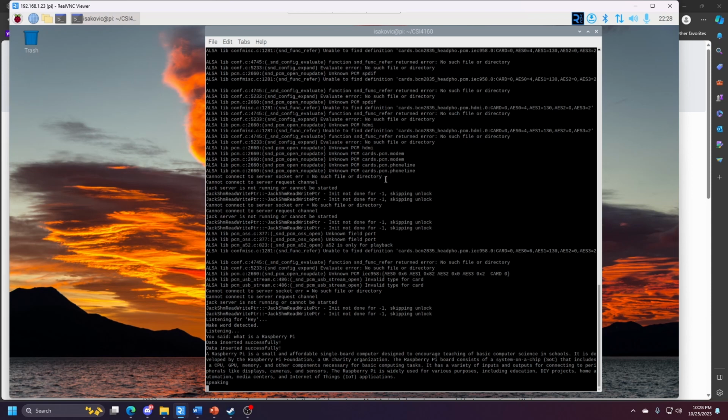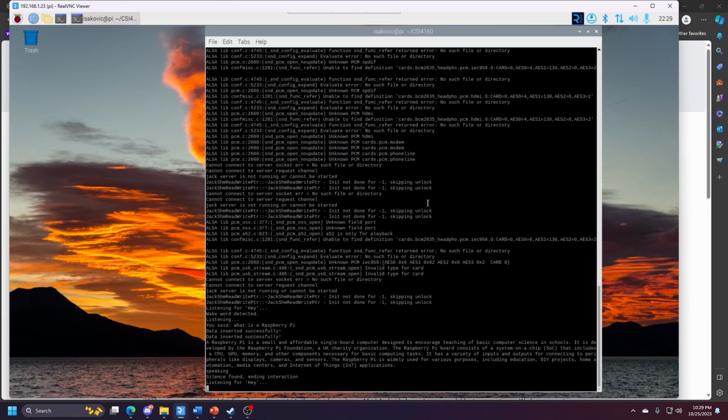I muted it just so we don't have to listen to the entire response, but you can see after our question was sent to the API, our data was inserted successfully, and that was our function that sends our data as post requests to our web server. And so let's take a look at our web server.